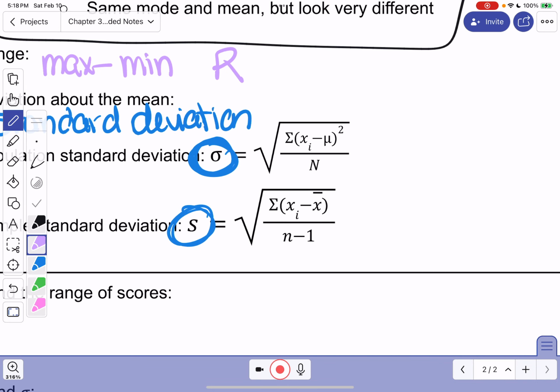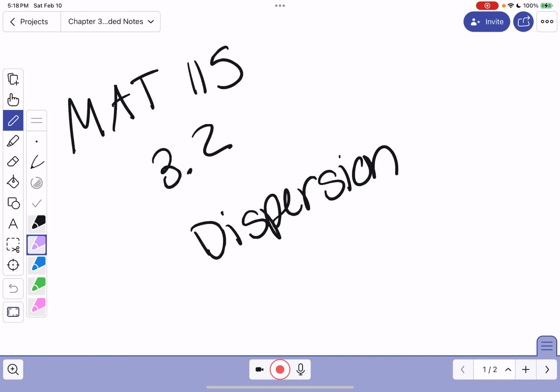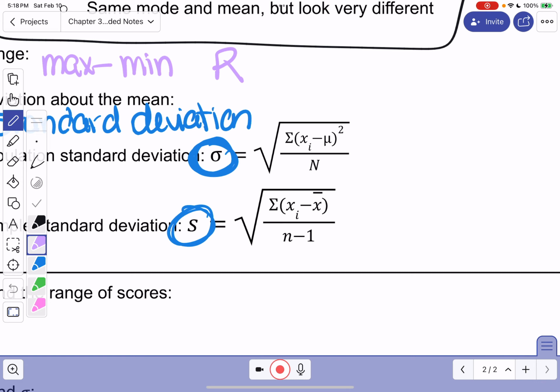The equation looks very complicated, but it's not as bad as it looks. So this symbol means the sum. So what we're doing is you're finding every data value minus the mean and squaring it. Then you add those all up, divide by the number, and take the square root. So it's pretty complicated, but we're not going to do it. I'm going to show you how to do it on the calculator.